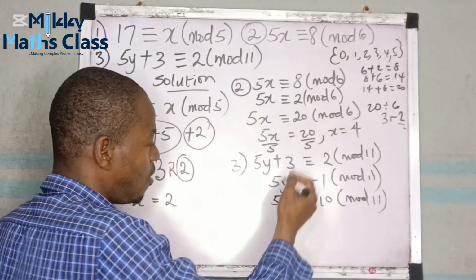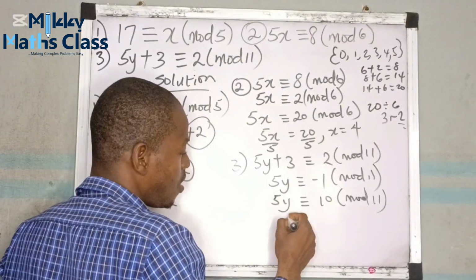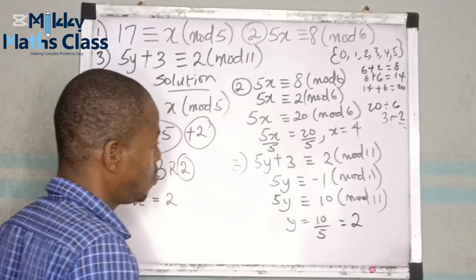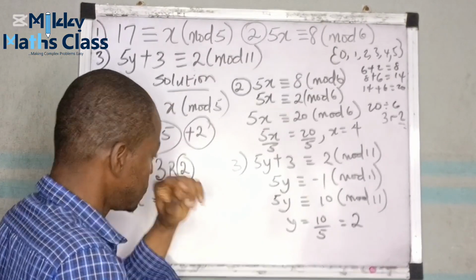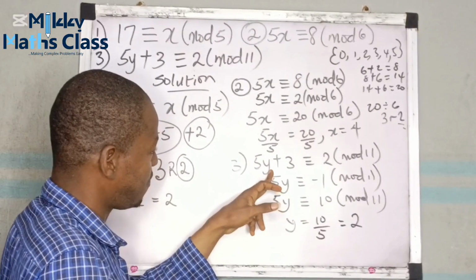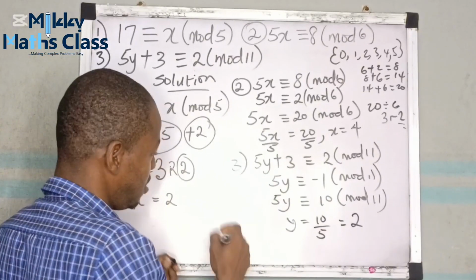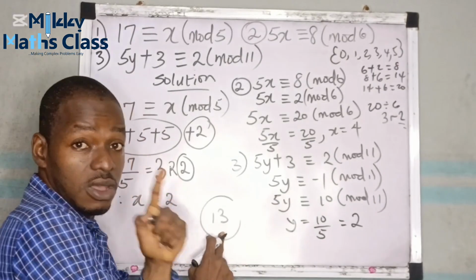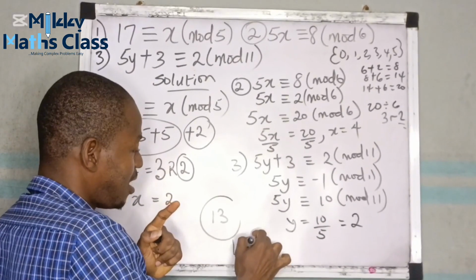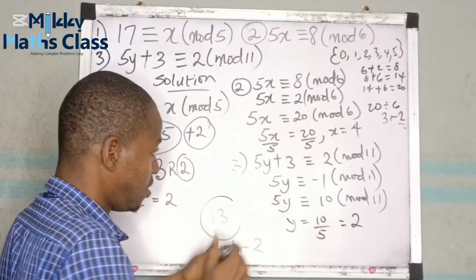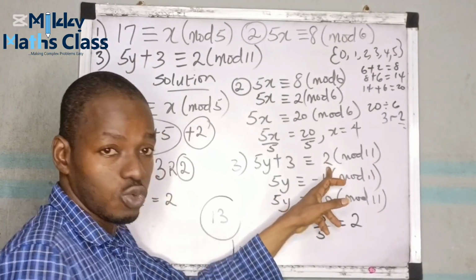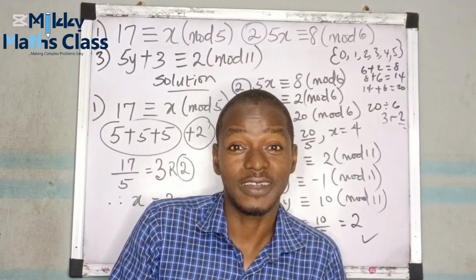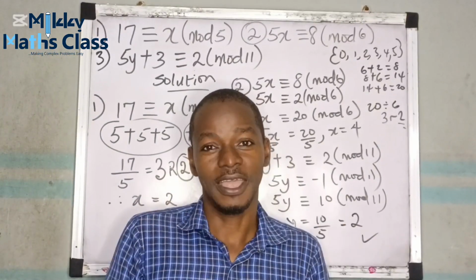Then I divide. All right, so since 10 can be divided by 5, we have that y is equals to 10 over 5, which is equals to 2. You can test it. Let's test it into the equation. 5 times 2, that's 10. 10 plus 3, that's 13. Now, in modulo 11, how many 11 will you see in 13? 1. Remainder 2, which is the same thing that we have here, 2 as the remainder. So this is correct.